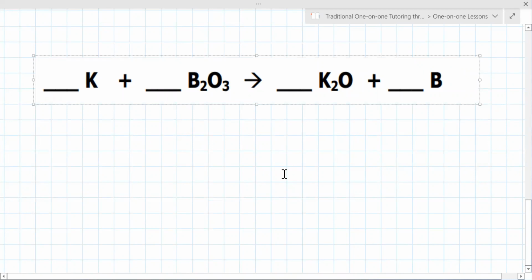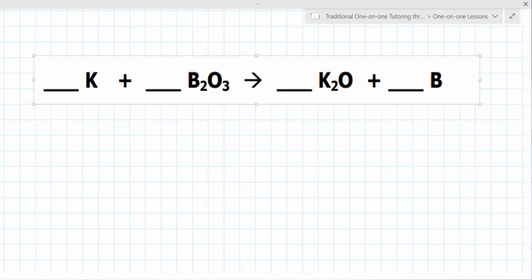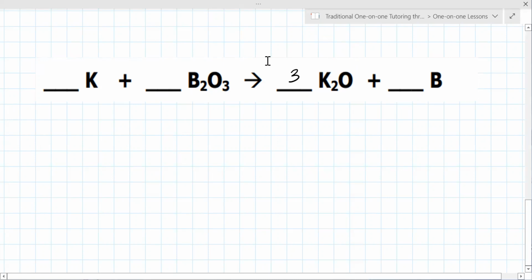All right, here's one to balance. Again, you look for anything that's odd or things that are only in one place. This is much easier than any of the ones we've done so far. I'm fairly confident you can do this on your own, but you just have to start somewhere and say, well, there are 2 Ks, so maybe I put a 2 there. The problem is there are 3 Os, so that doesn't work. What if I put a 3 there? Now the Os work, but the Ks are off. There are 6 Ks here, which means you need 6 Ks there.